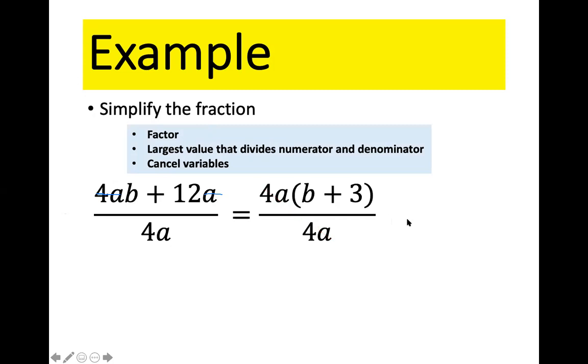And I already showed you the next step. Since there's a 4a on the top and a 4a on the bottom, they can cancel. You're left with b plus 3. Now, I generally will run into some students who think this, x plus 4 plus or minus, it doesn't matter, y over x plus 4.